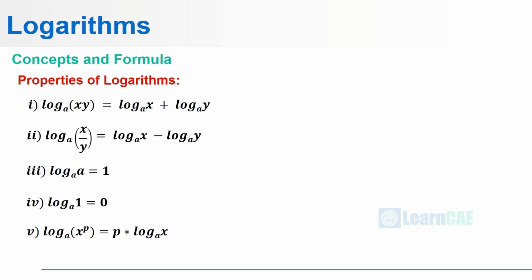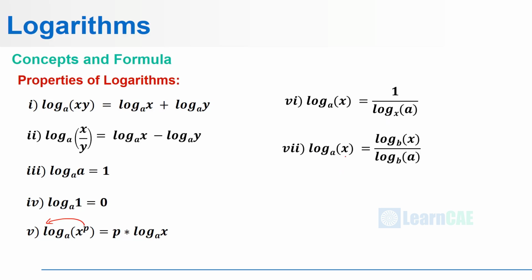And then when logarithm of x raised to power p to the base a is given, we can take this p to the left hand side, that is p into logarithm of x to the base a. Similarly, we can write logarithm of x to the base a is equal to 1 by logarithm of a to the base x. So here we are reversing the terms. Next, we can write logarithm of x to base a as logarithm of x to base b divided by logarithm of a to base b. Here we can convert this to a fraction by converting with a common base.